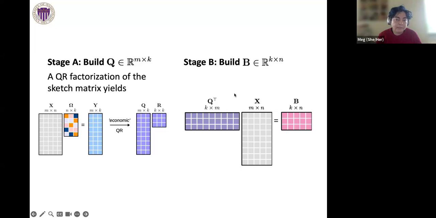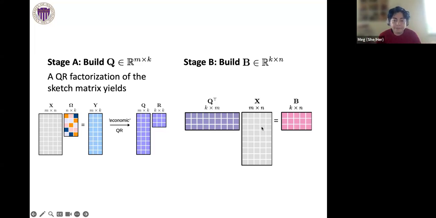Then in the second stage, we build B by restricting the high-dimensional input matrix to the low-dimensional space. And this is a projection geometrically that takes points in a higher dimension and projects them on a lower dimensional space while maintaining the structure in a Euclidean sense.